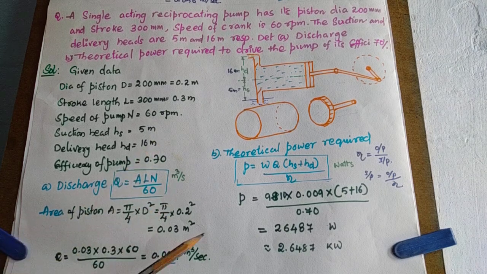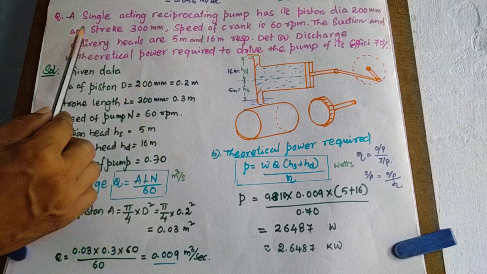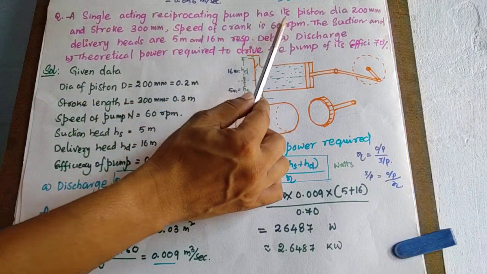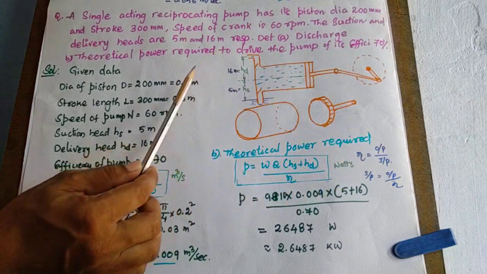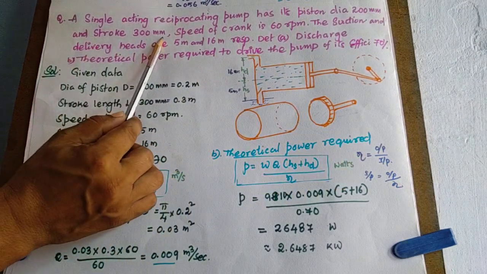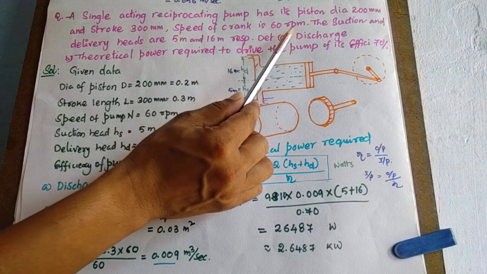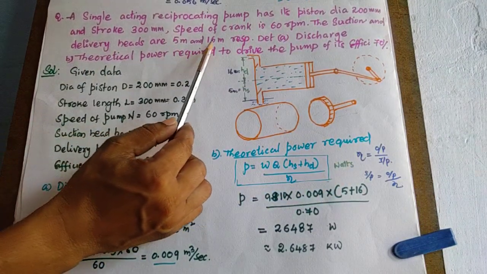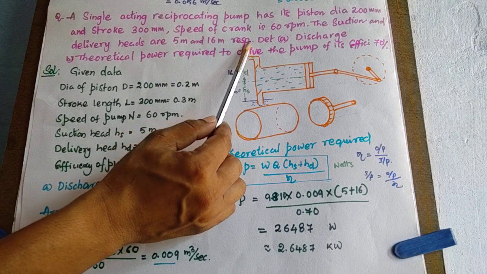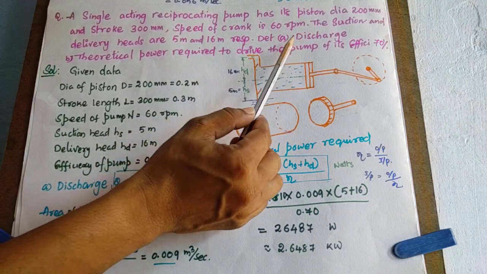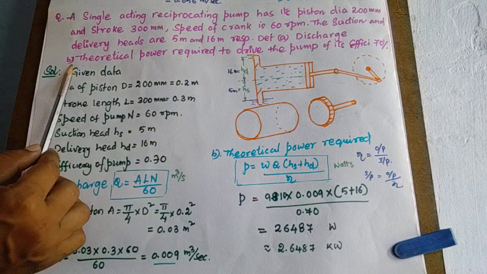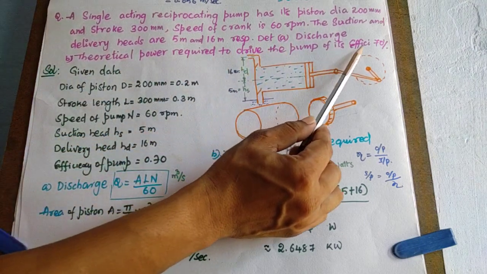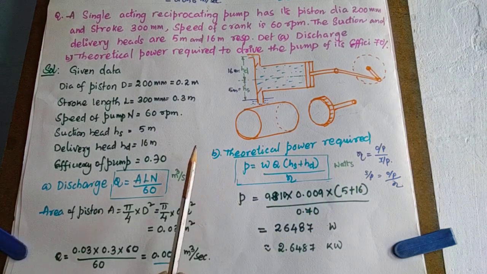So, coming to today's problem: a single acting reciprocating pump has a piston diameter of 200 mm and a stroke of 300 mm. The speed of the crank is 60 rpm. The suction and delivery heads are 5 meters and 16 meters respectively. Determine, first, the discharge, and second, the theoretical power required to drive the pump with an efficiency of 70%.